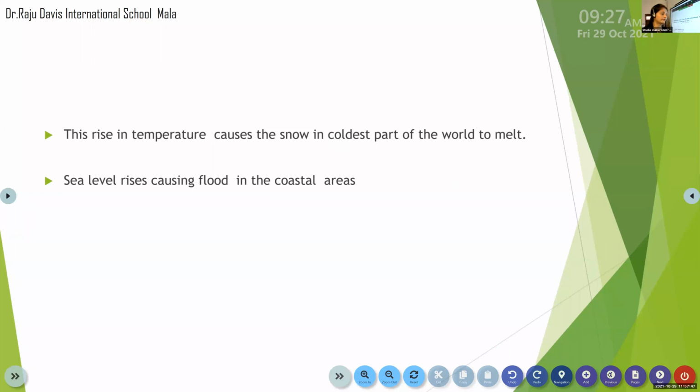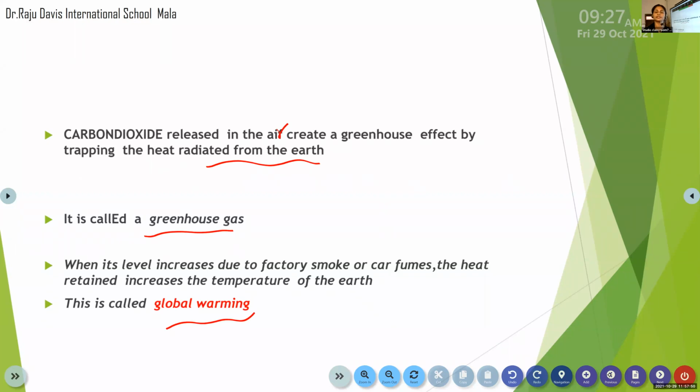Okay, see, if the level or amount of carbon dioxide is perfect, there would not be any problem. It is called a greenhouse gas. Why is carbon dioxide known as a greenhouse gas? Because it creates a greenhouse effect by trapping the heat. I mean, it absorbs the heat radiated from the earth. Carbon dioxide has the capacity to absorb the heat radiated from the earth, so it is called the greenhouse gas. But if the level of carbon dioxide increases, what will happen?